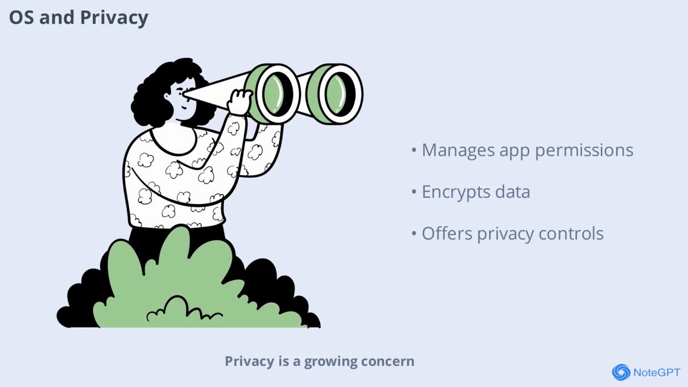Privacy is a growing concern, and operating systems are responding with new features to protect your data. The OS manages permissions for apps, encrypts sensitive information, and offers privacy controls. Staying informed about your OS's privacy settings helps you safeguard your personal information in an increasingly connected world.